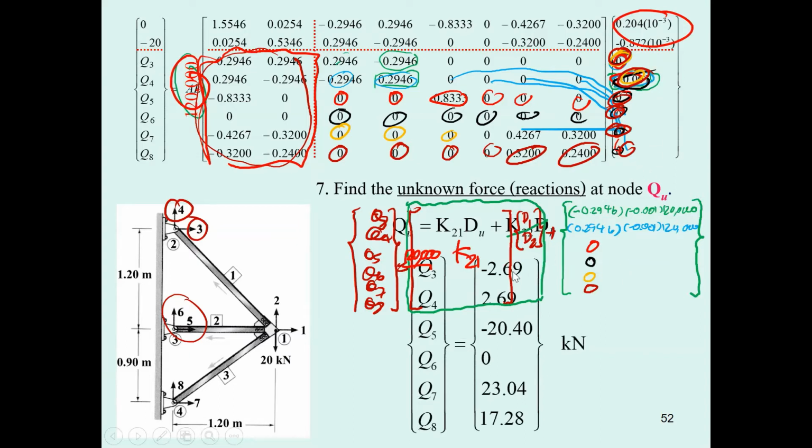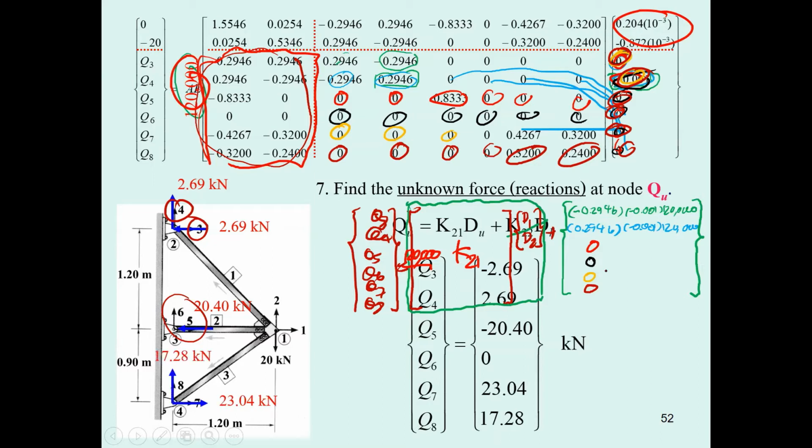The meaning of the result is this: the Q3 is going to be negative, the Q4 is going to be positive, so Q3 in opposite direction, Q4 follow the D4 direction. And then Q5 is minus 20.4, and Q6 is 0. There is no force in the vertical direction here. And then Q4, and then Q5.